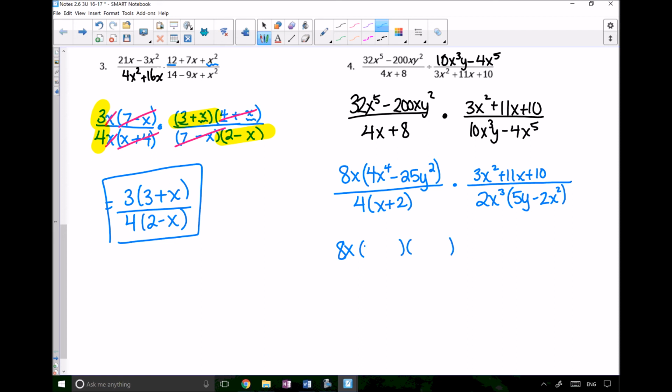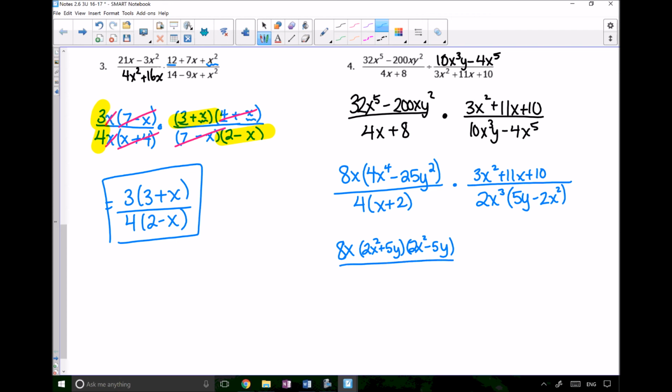So 4x to the power of 4 will break down into 2 sets of 2x squared, because when I multiply them together, I get 4x to the power of 4. And then this 25y squared will break down to 5y and 5y, because 5 times 5 is 25, and y times y is y squared. Then I'll have a plus and a minus sign, because remember, that cancels out my outer and my inner terms.